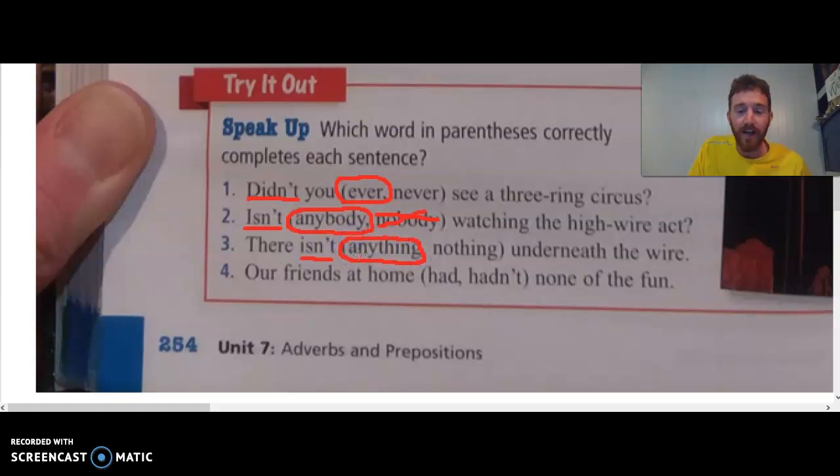Okay. The last one, our friends at home had or hadn't none of the fun. If you look in this sentence, we have the words that are already for sure going to be in there. None is a negative. So once again, we want to avoid a double negative. So we don't want hadn't. That's not going to be the one we want. We want had. So our friends at home had none of the fun.